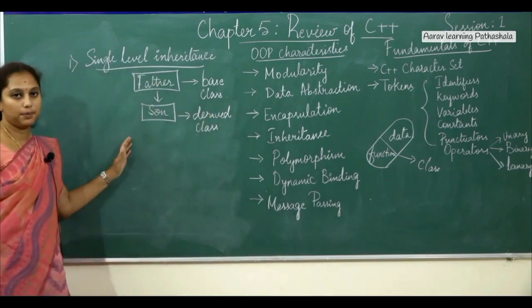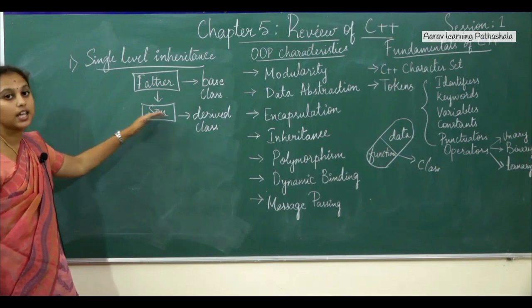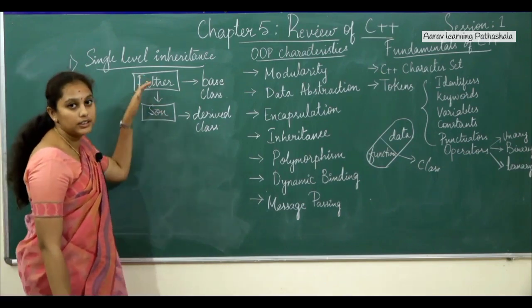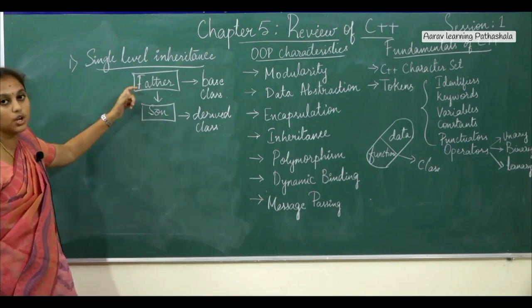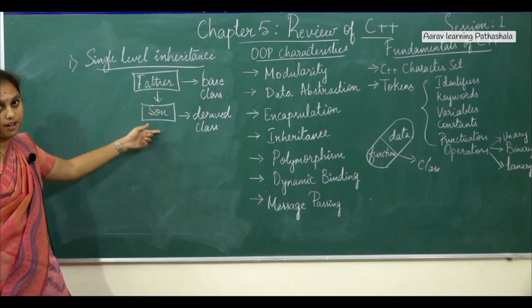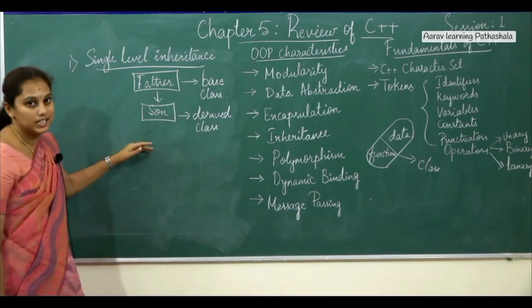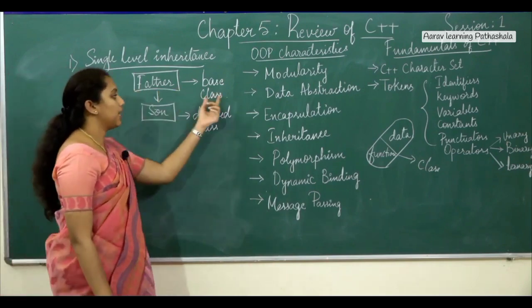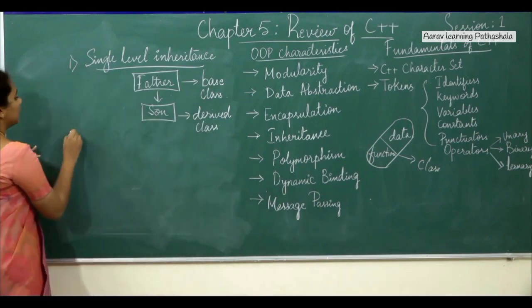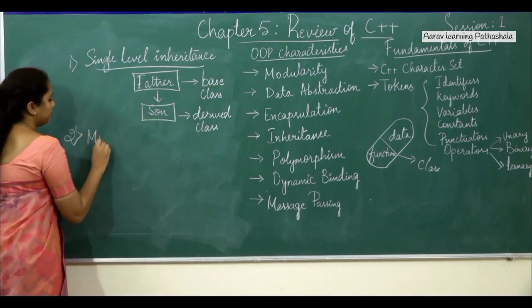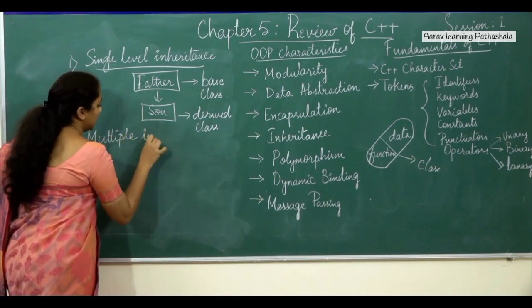So in this example of the father and son relationship, son is inheriting the features from his father, like intelligence or color or height. So hence this type of inheritance is called single level inheritance. Here father is the base class and son is the derived class. And the next type of inheritance is multiple inheritance.